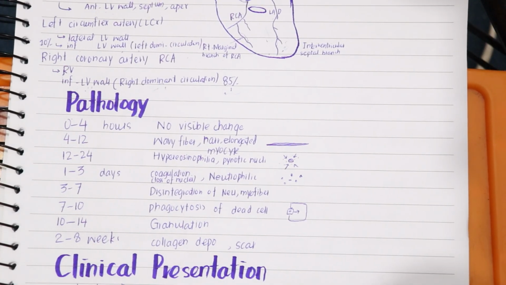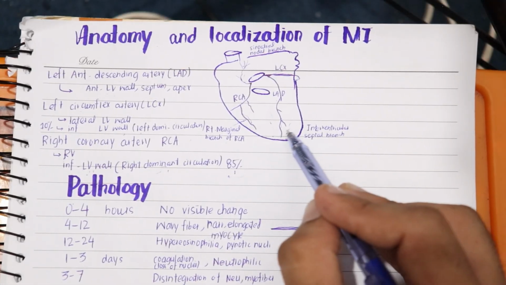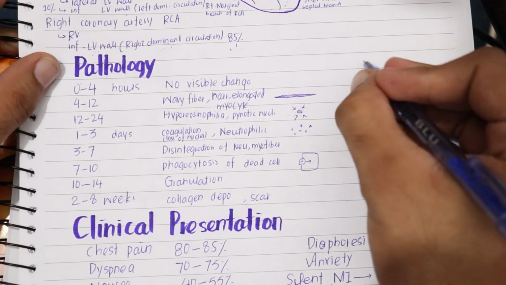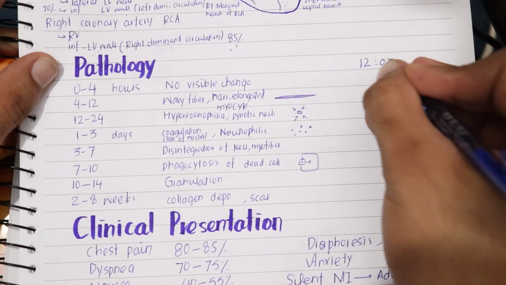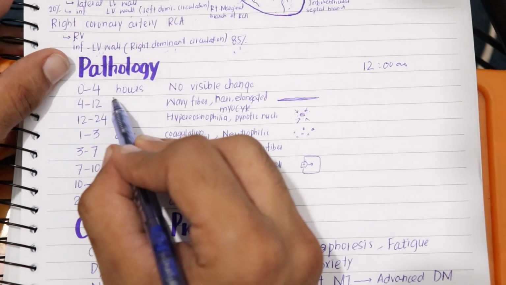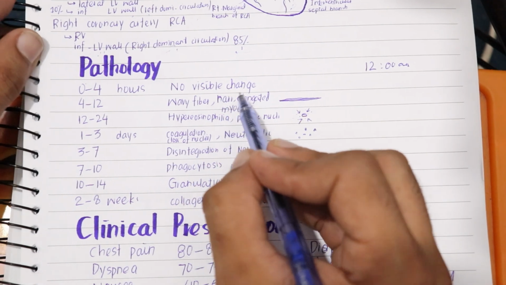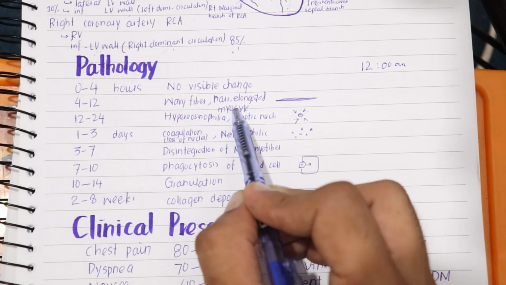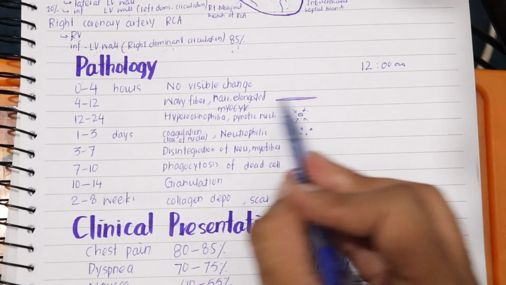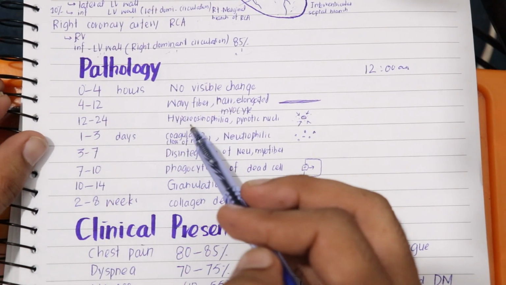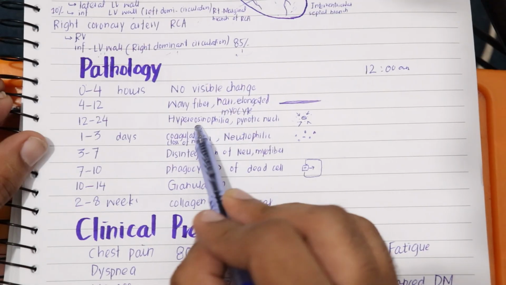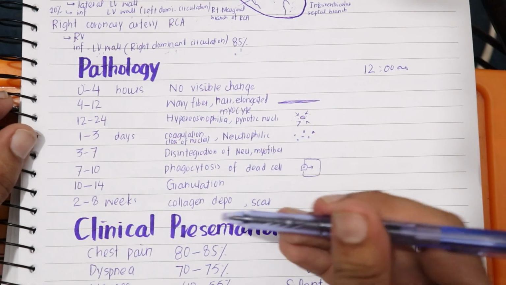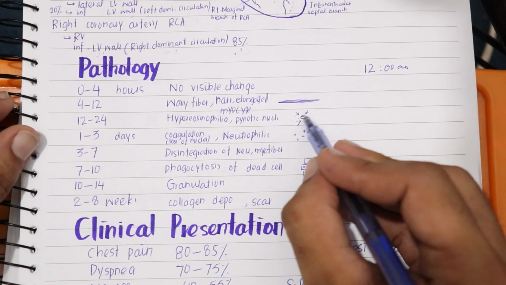Now come to the pathology. If a person is having MI, suppose this part is dead, so what would be its pathology? Suppose a patient is having MI at 12 AM, middle of the night. So what happened in the first 4 hours? There are no visible changes on histopathology, while at 4 to 12 hours there are wavy fibers and narrow elongated myocytes. From 12 to 24 hours there is hypereosinophilia, as well as pyknotic nuclei, meaning the nuclei of myocytes have shrunken.